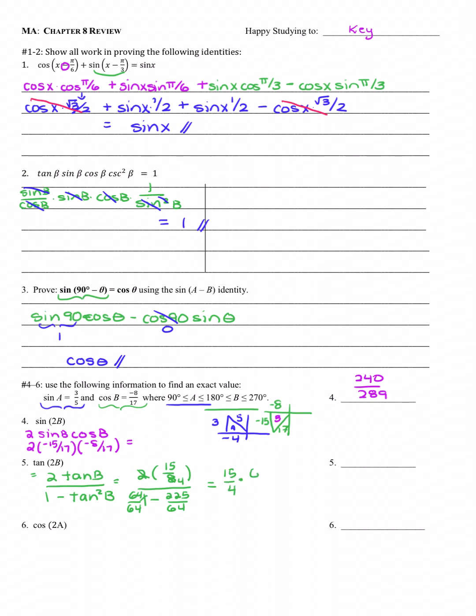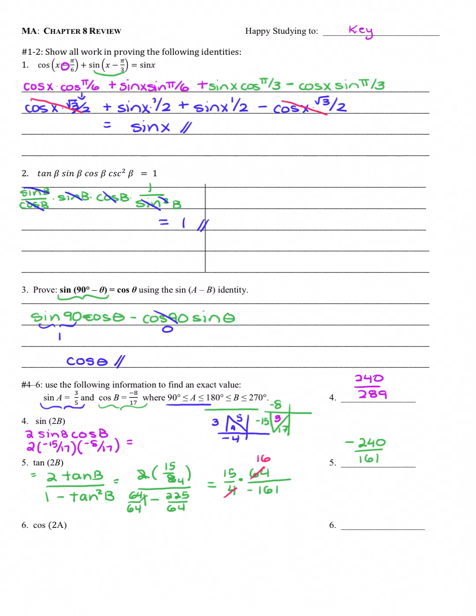times, I'm going to invert and multiply. So 64 comes up top. 64 minus 225 is a negative 161. So 4 goes into 64 16 times. And our final answer will be a negative 240 over 161.